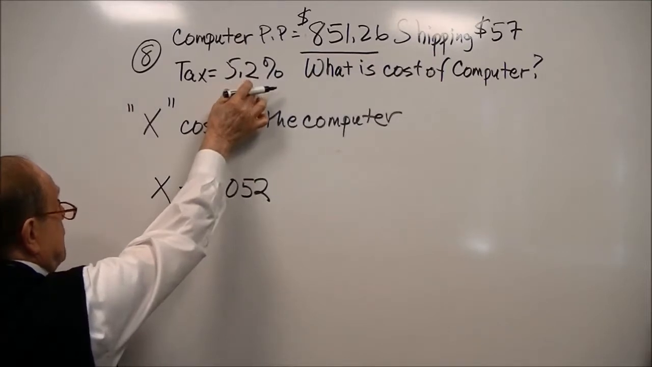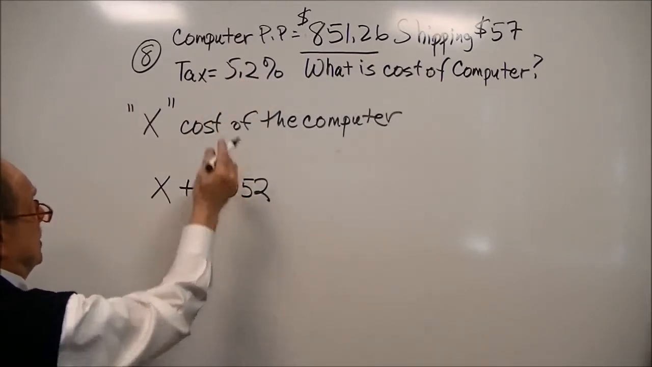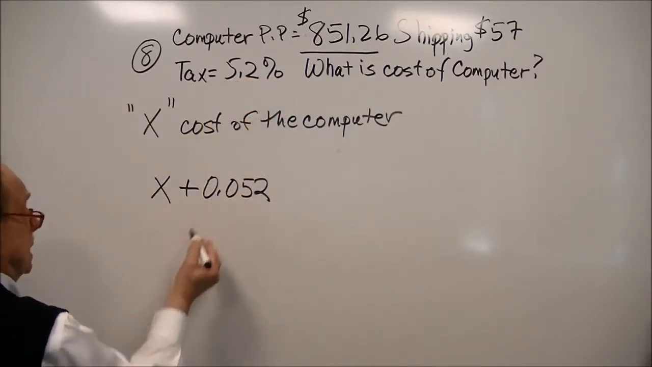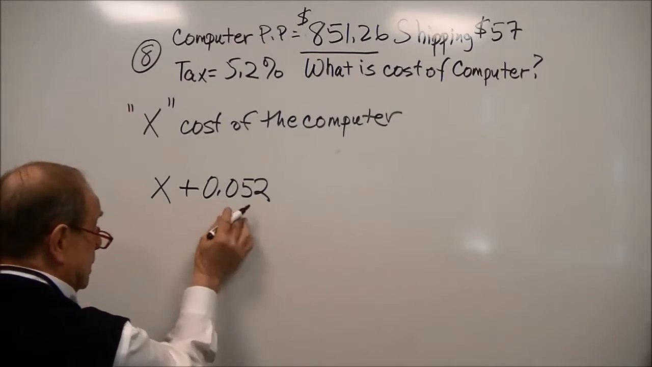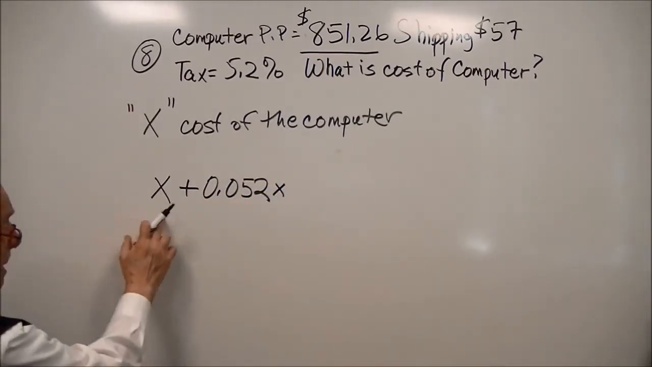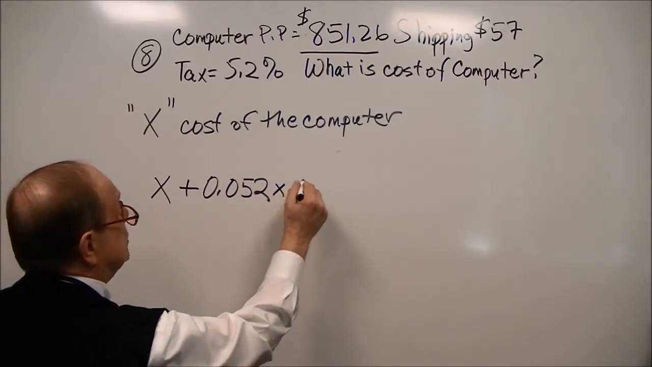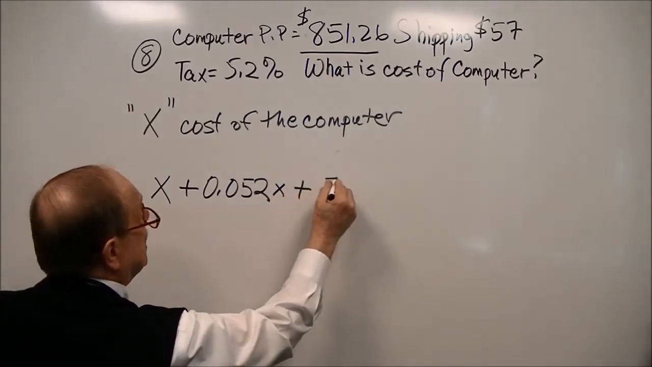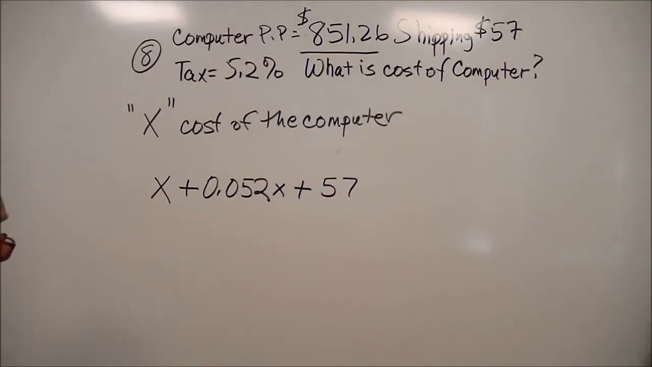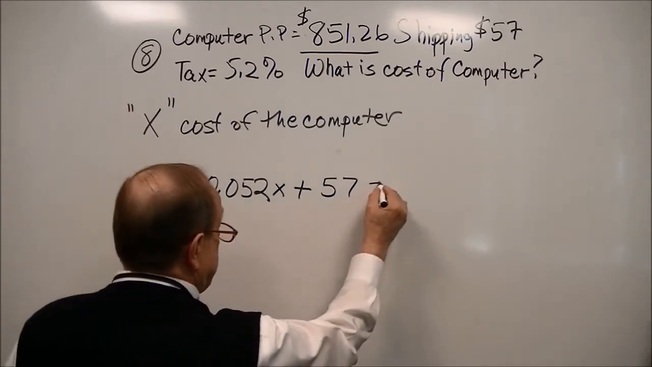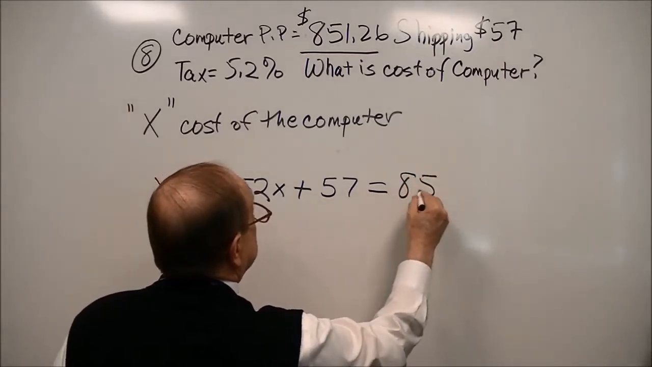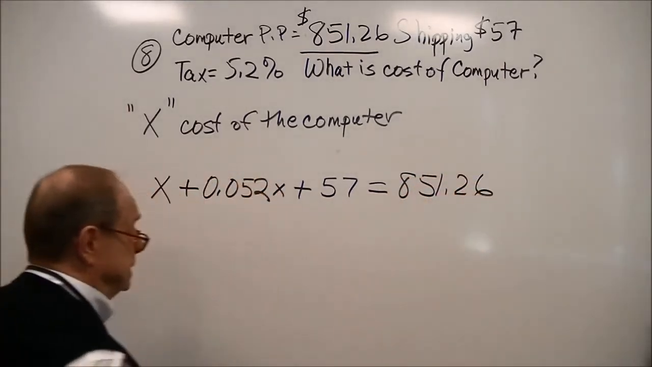This is in percent form. This is in decimal form. I just take away the percent sign and move the decimal over 2 places. And that's going to be this much of X. That's the same X there. Plus my shipping, which is $57. And we said that the purchase price was $851.26.